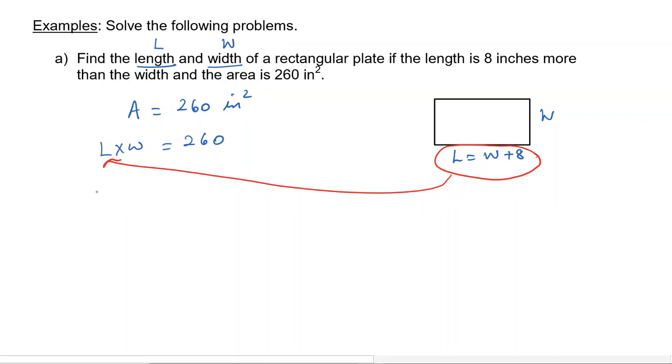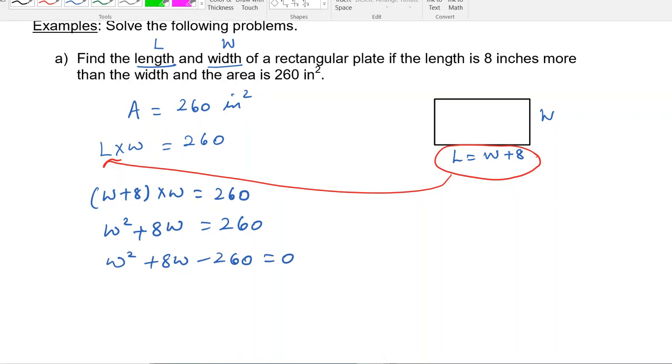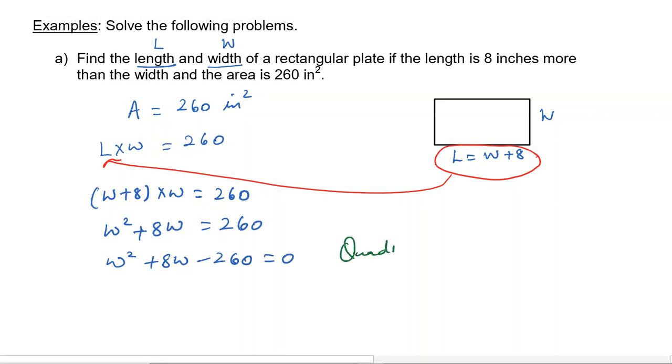So since L is W plus 8, W plus 8 times W equals 260. And when we expand it, W times W is W square plus 8 times W is 8W equals 260. And I can subtract 260 on both sides. So we end up getting a quadratic. And in order to solve for the width, we need to solve this quadratic equation.